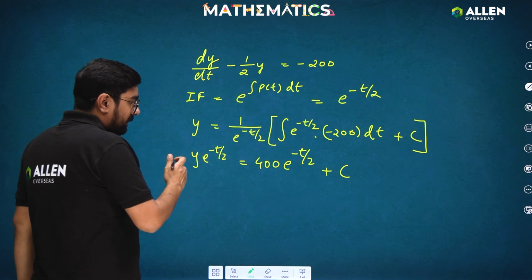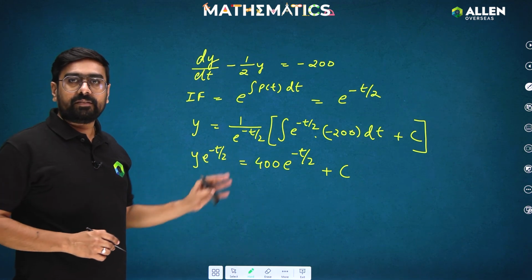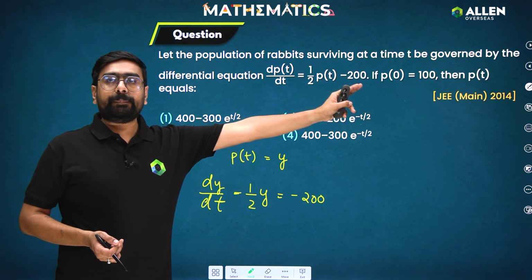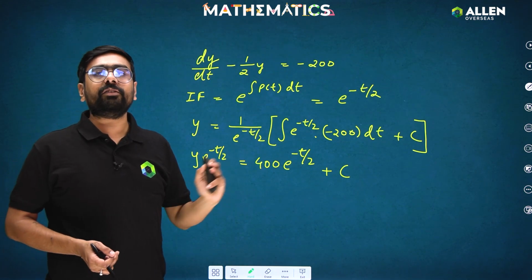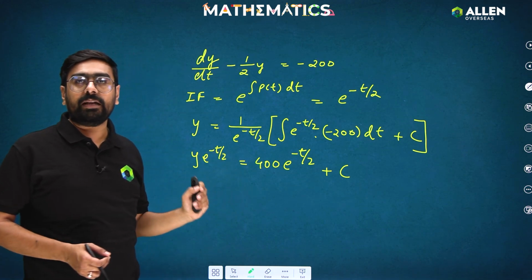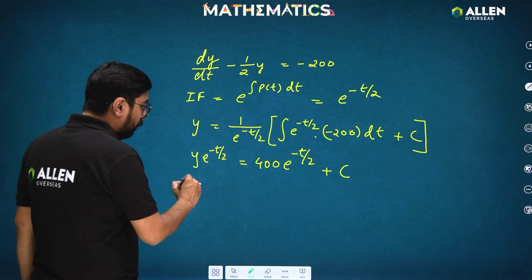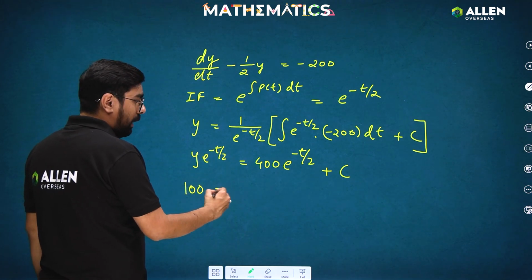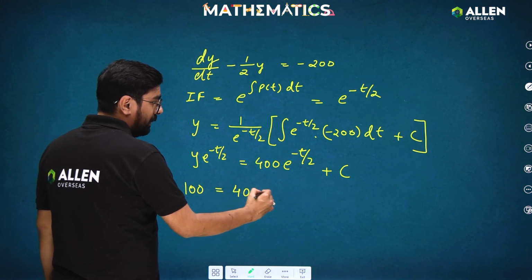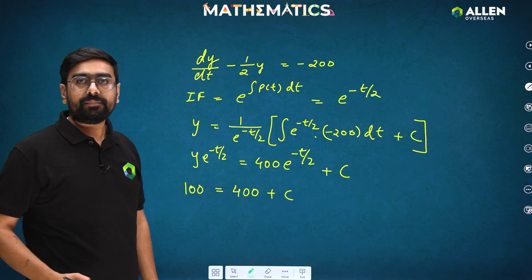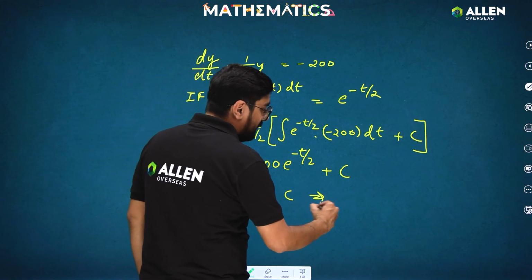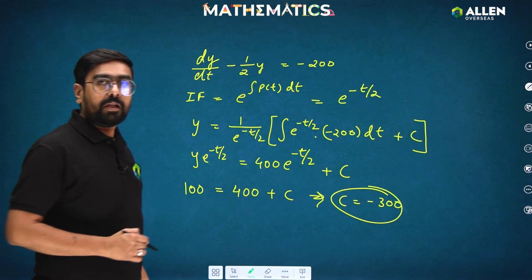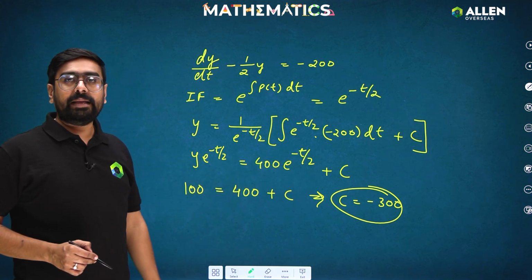Now, this is my general solution. This is what I am getting as a general solution. And one more thing I know, that at p(0), means at time t is equal to 0, the population was 100. The y was 100 at t is equal to 0. So I am going to put y as 100 and t as 0. So e to the power minus t by 2 will become 1, and here we will have 400 plus c. So from here I am getting that my c is equal to minus 300. Correct?